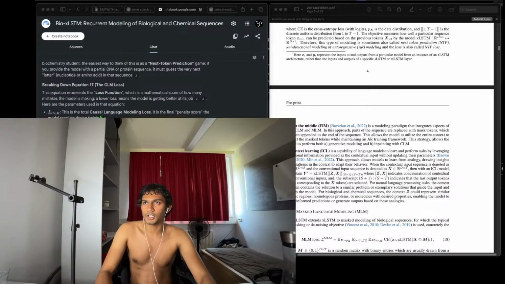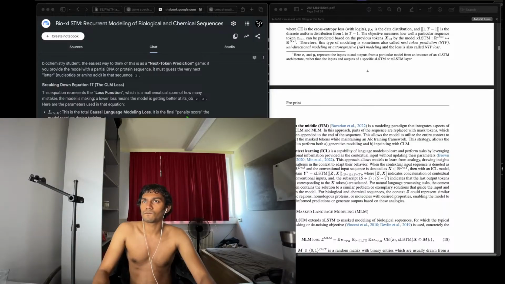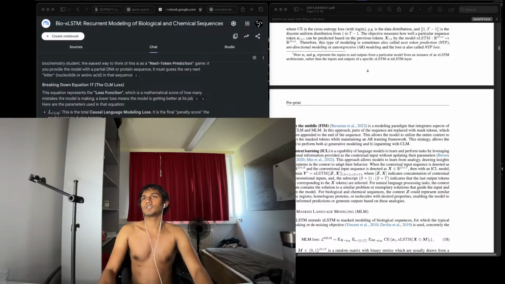LCLM. This is the total causal language modeling loss. It is the final penalty score the model receives during training. The symbol E stands for expected value or average. It tells you that we aren't just looking at single guesses, but the average of the model's errors over thousands of different sequences. This means we're pulling a random sequence from the massive biological data distribution, such as the entire human genome. The subscript t indicates the time step or position. It tells the model to pick a random starting point in a sequence, anywhere from the first letter to the second to last letter, and try to guess what comes next.